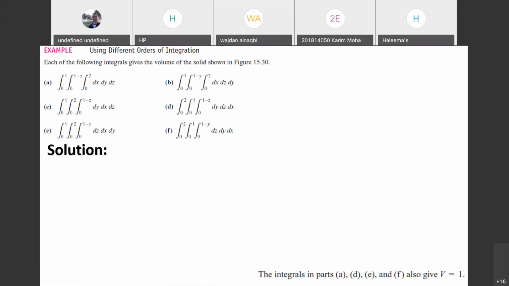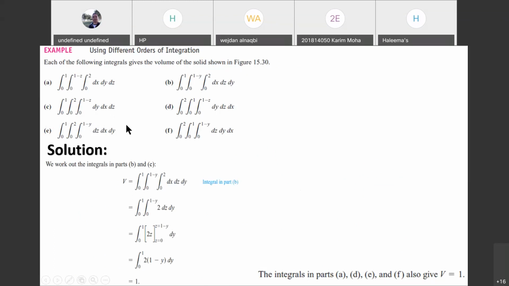We start with this example. My function is 1 in all of these questions. But sometimes I start with integrating with respect to y, then x, and by the end I am integrating with respect to z. But I can reverse the order of integration. So I start with y, then x, and last z. If I go with, say, part b, I integrate with respect to x first. What is the integration of dx? It is x from 2 to 0, so 2 minus 0 is 2. Next, I'm integrating with respect to z. What is the integration of 2 with respect to z? dz will be 2z, the upper bound minus the lower bound. So I got this one.